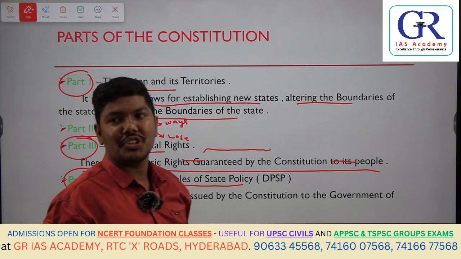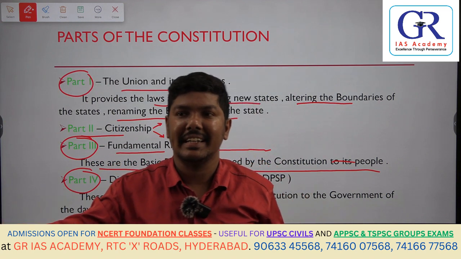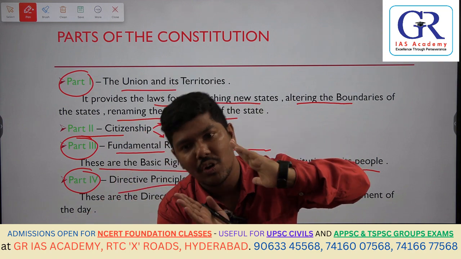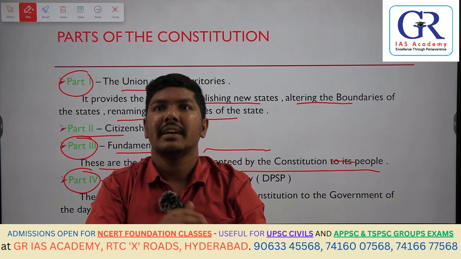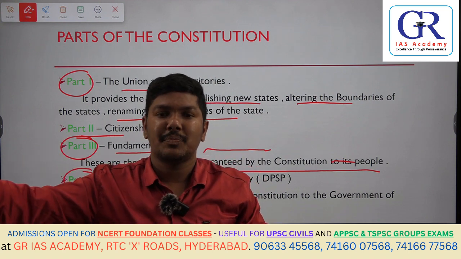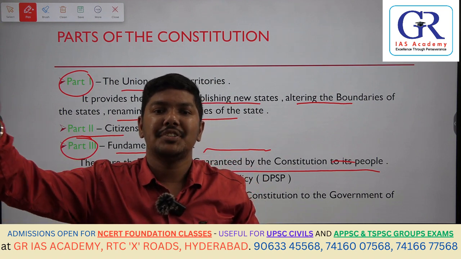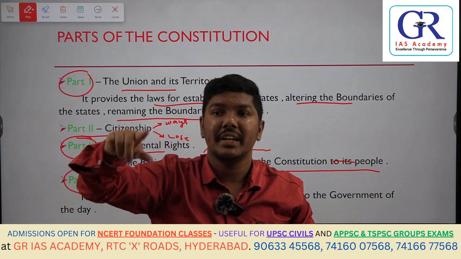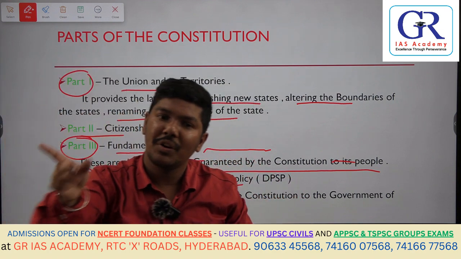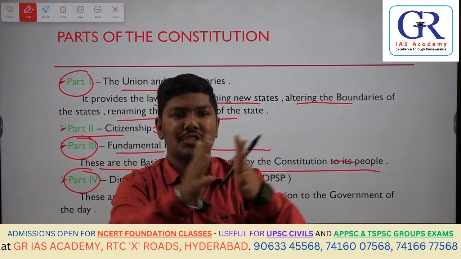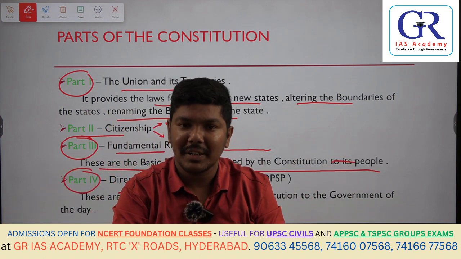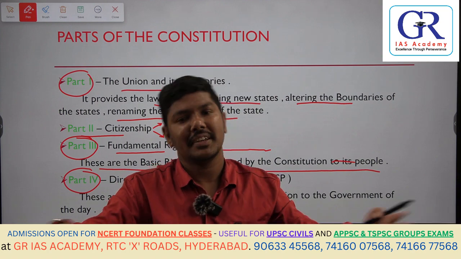What was Part 1 of the Constitution? Union and its territories. It deals with Articles 1 to 4 of the Constitution. As of now, forget about articles. What you need to be very clear about is that this particular part provides the laws on how Parliament can rename a state and alter its boundaries. Using this, if it wants to merge two states, it can merge. If it wants to break a state into two, it can do that.